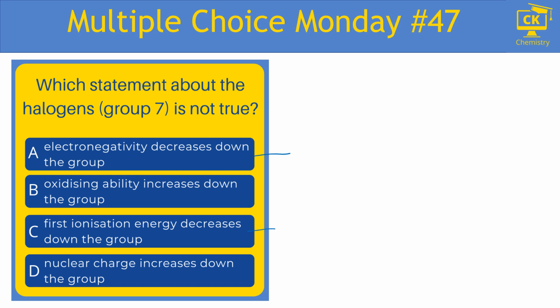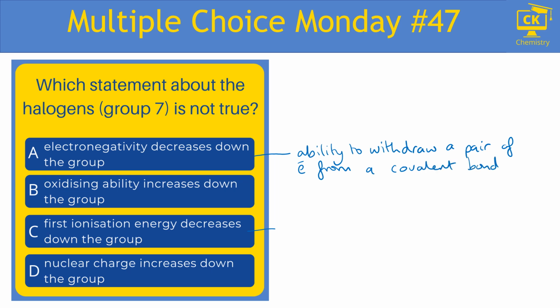and we're told that they decrease down the group, which is true. So the reason that's true is because these are both a measure of the same thing. So electronegativity is about the ability to withdraw an electron, or a pair of electrons, or attract a pair of electrons from a covalent bond. So an element that is electronegative will attract electrons towards it more strongly.